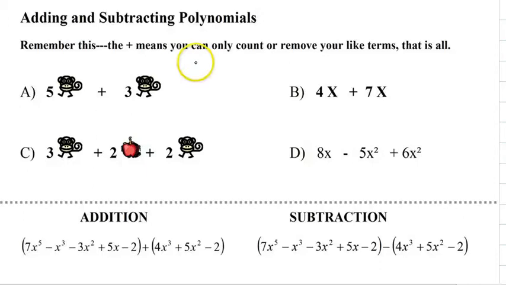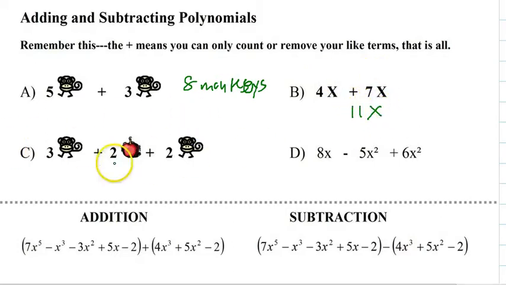Alright, adding and subtracting polynomials. If we did this before, these were with the expressions, it's still the same thing, it's just you're going to have a lot more like terms with polynomials. But it still comes back to 5 plus 3 monkeys gives you 8 monkeys. And when you see this, it says 4 x's plus 7 x's, which is 11 x's.